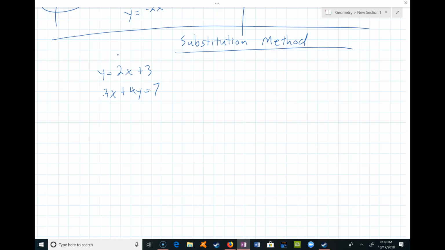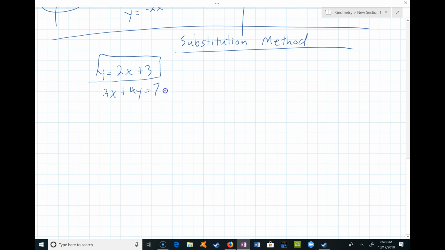So the idea of substitution is you use one equation to solve for a variable, then you substitute into the other equation what you found out y is. So notice this one is already set up in a nice y equals position, right? So I already know that y, according to this equation, y equals 2x plus 3.